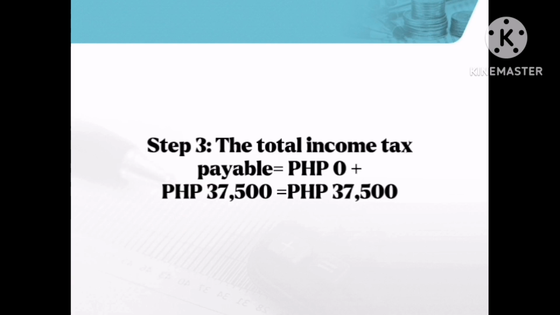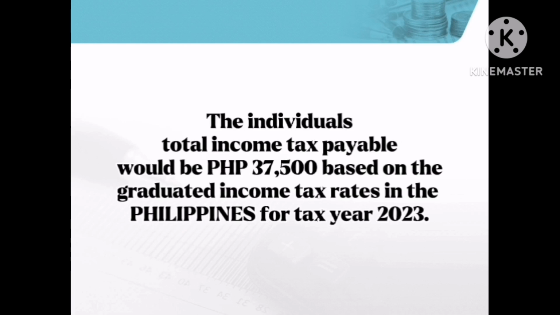So step 3, the total income tax payable is equal to 0 plus 37,500 pesos, which is equal to 37,500 pesos. So the individual's total income tax payable would be 37,500 pesos based on the graduated income tax rates in the Philippines for tax year 2023.